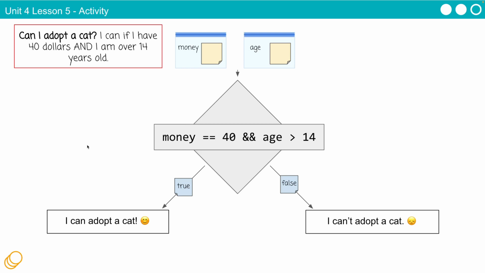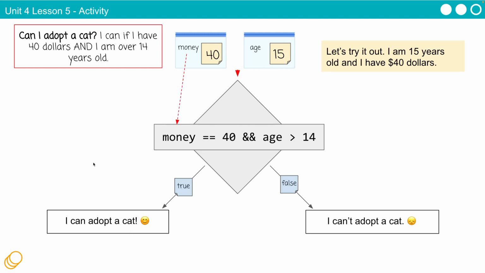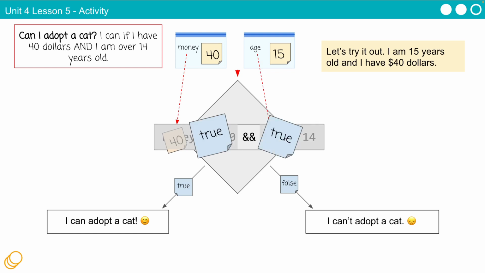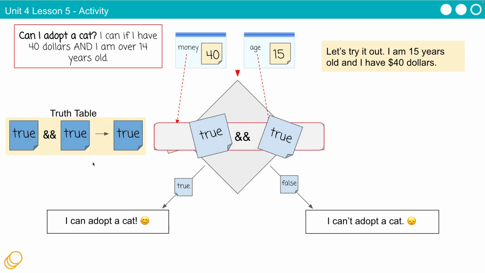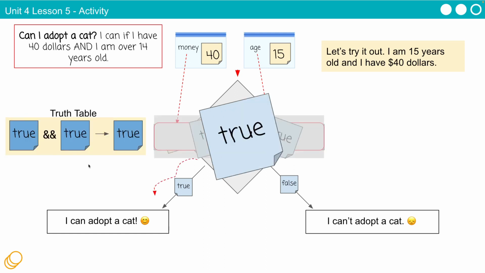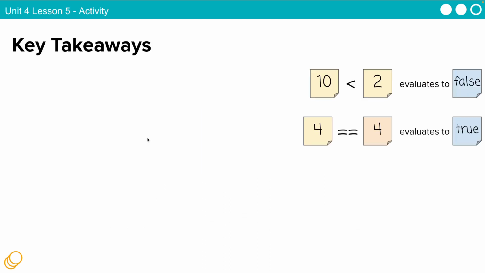So here we go. I'm 15 and I have $40. So here we are. Money is equal to 40. Age is equal to 15. Here we're going to check. Is money equal to 40? Yes. Is age equal to 15, greater than 14? Yes. Then it's true and true. So both things are true. We can adopt a cat.